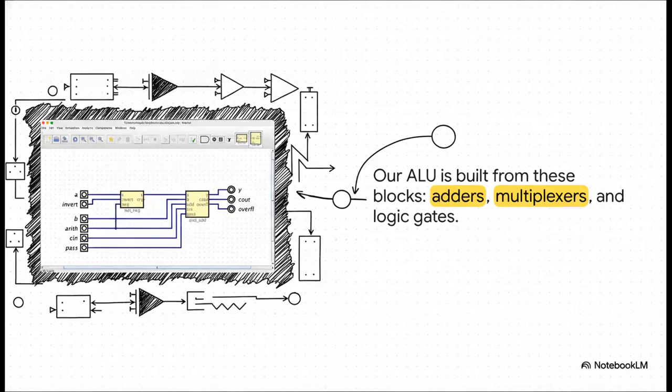And here we are, right back where we started. But this time it shouldn't look so intimidating, right? It's not a mystery anymore. We can actually look inside and recognize those blocks. We can see the adders for doing math. We can see the multiplexers being used to choose an operation. It's a complex system for sure, but we now know it's built from simple, understandable parts.